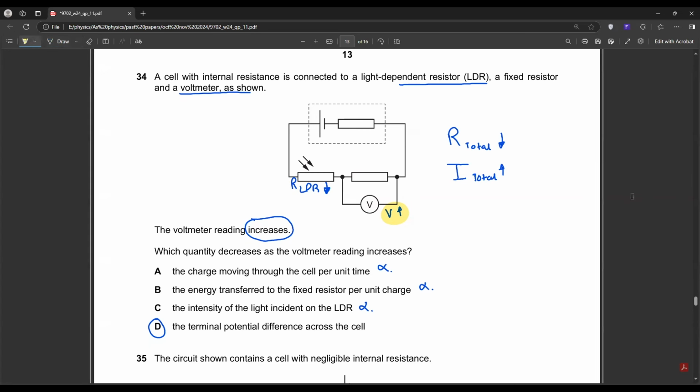If the current in the total circuit increases, the voltage across the internal resistance, or you can say lost volts, increases. As lost volts increase, what will happen? The terminal potential difference will decrease and the reading of the voltmeter will increase. Obviously, the reading of the voltmeter increases. Why? Because when the resistance of the LDR decreases, the voltage across the LDR will reduce and the remaining voltage will be supplied to the fixed resistor. Hence, the voltmeter reading increases. D is your answer. Simple.